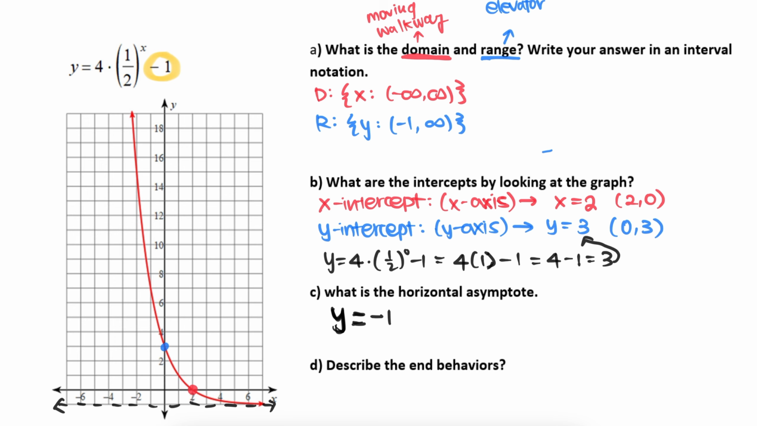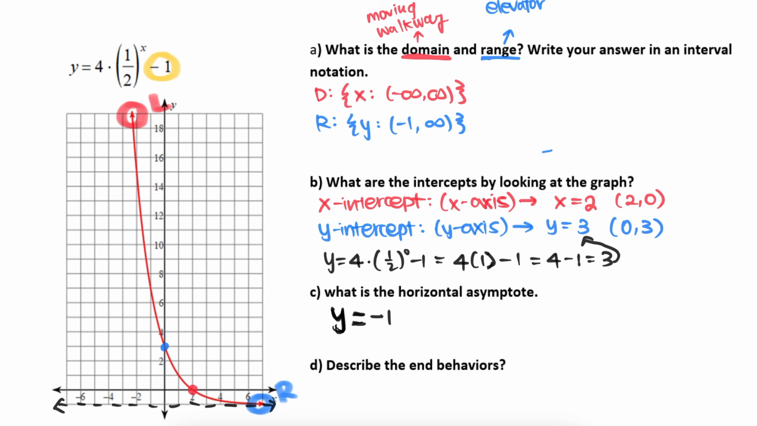Describe the end behavior. Okay, now we have two different ends. We have two different arrows on this graph. Okay, so the first one is this one, and the second one is this one. Okay, now we can differentiate them by left and right. So this one is the left side. This one is the right side. Okay, because there are two arrows, there's always two different end behaviors.